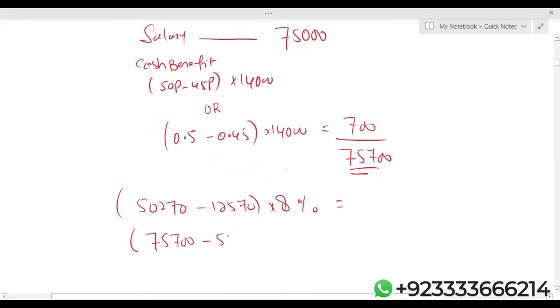75,700 minus 50,270, and I'll be using 2%. 50,270 minus 12,570 into 8% gives 3,016. 75,700 minus 50,270 at 2%, I'm getting 509. 3,016 plus 509.